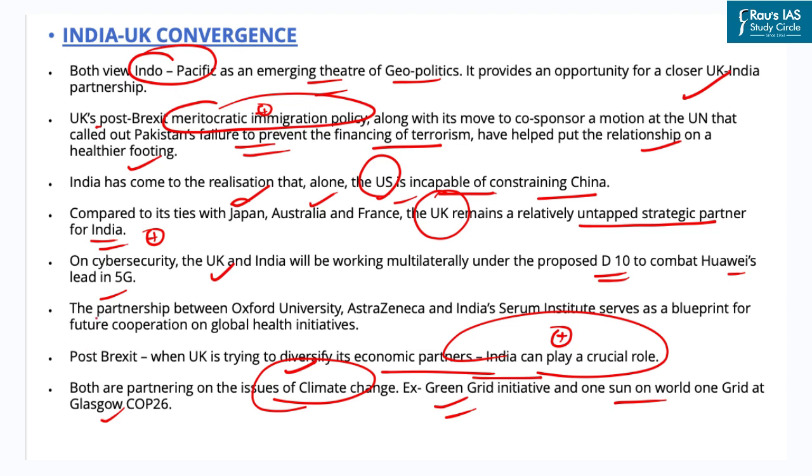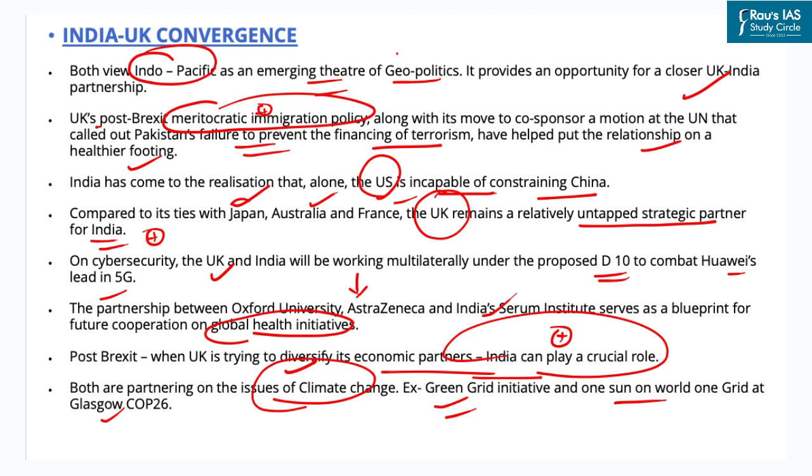The countries have also agreed to partnership in the areas of global health initiatives, and such a partnership was seen during the COVID between the Oxford University, AstraZeneca, and India Serum Institutes. And this serves as a blueprint for further cooperation between India and UK. Thus, the changing geopolitics and emergence of a multipolar world, which will be supplemented by multi-alignments which both India and UK are seeking, brings the two countries closer.